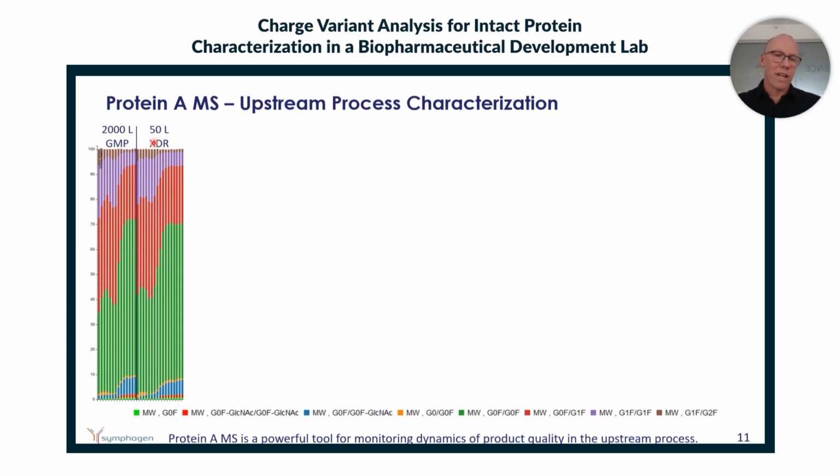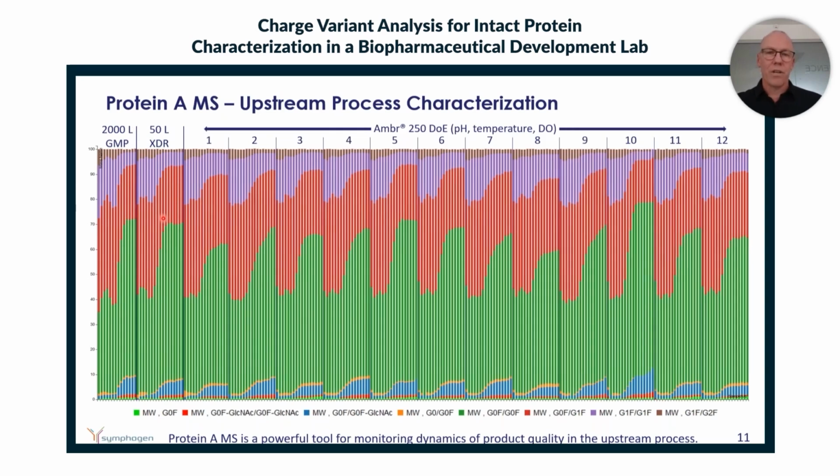And here you can compare the GMP 2,000 liter scale to a 50 liter scale done in-house at Symphogen. This was used for tox study. This is used for clinical studies, and you can see we get a similar profile. But what if you actually vary a lot of these parameters? That's what we've done here with the DOE design, where we varied the pH, temperature, and the dissolved oxygen. And you can see we start to see some dynamics here. For instance, condition 10, the top 3 bars here represent terminal glycoforms with terminal galactose.